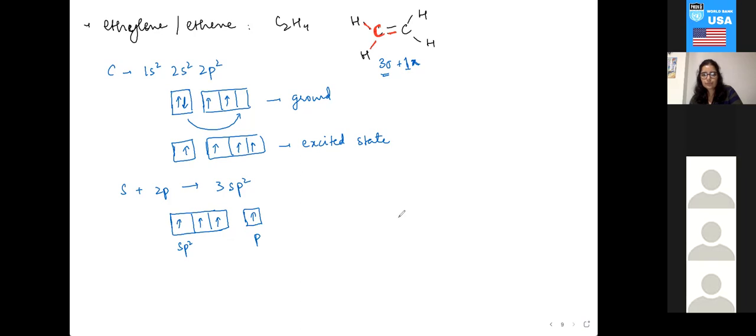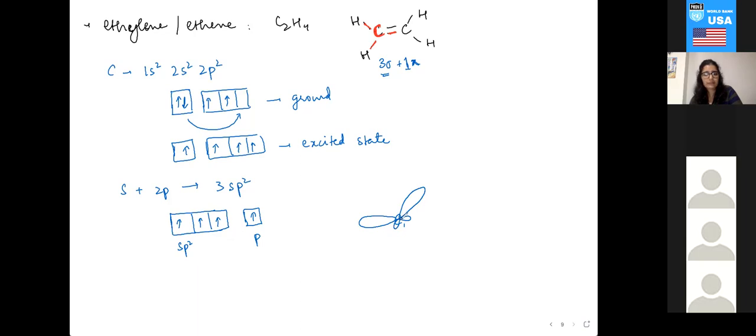So now, carbon 1: the 3 sp2 hybrid orbitals arrange themselves in a triangular way. This is one. This is another.